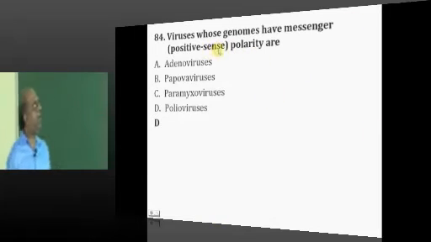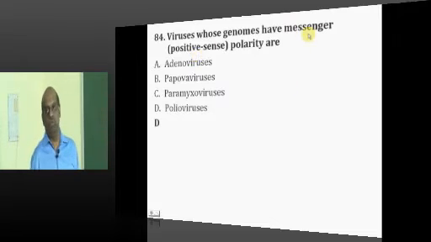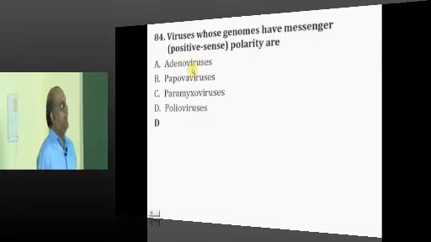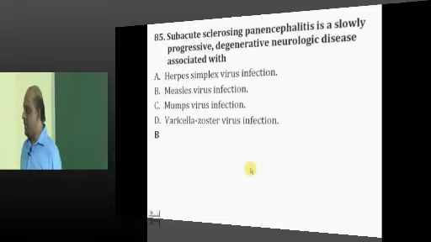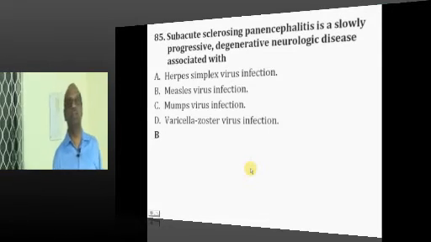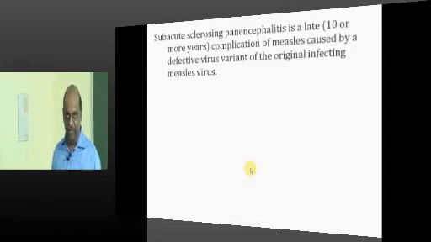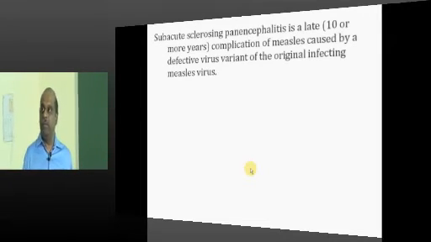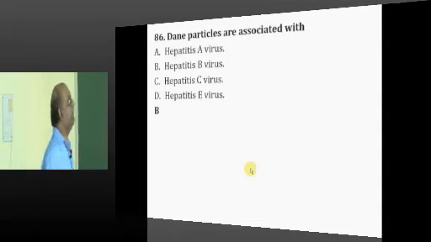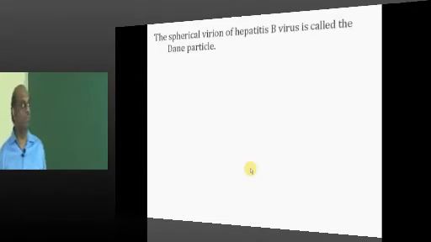Positive sense polarity. Which viruses will typically show genomes which have a messenger polarity? It is basically a feature of polioviruses. Subacute sclerosing panencephalitis typically is caused as a late complication of measles infection. Koplik spots are seen as a very early feature in the prodromal stage and SSPE as a late complication. Dane particle and hepatitis virus genome, which you are going to remember.